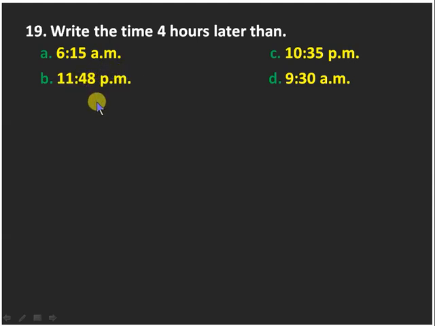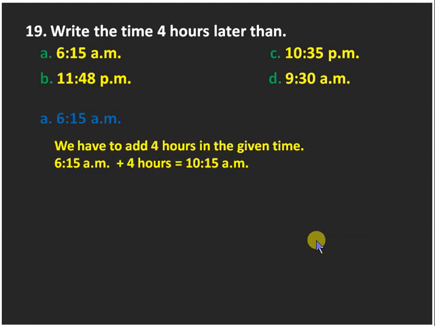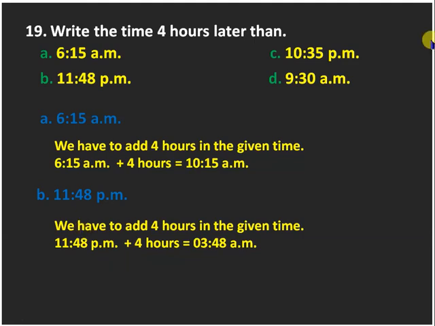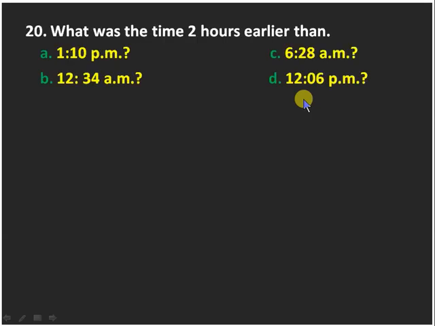11:48. Now add 4. 11 becomes 12, then 1, then 2, then 3. 3 hours 48 minutes, but not pm, am. Okay, now see this example. Yes, 6:15. I have discussed. We have to add 4 hours in the given time. 6:15 plus 4 hours, 10:15 becomes. Now 11:48, I have discussed. I hope you will do C and D on your own. Question number 20.